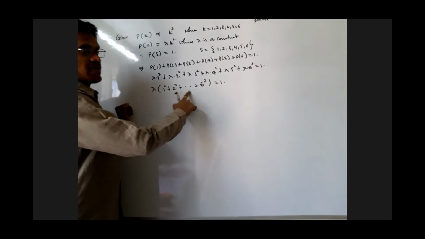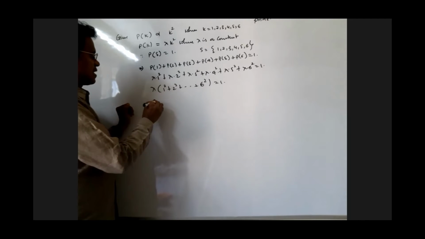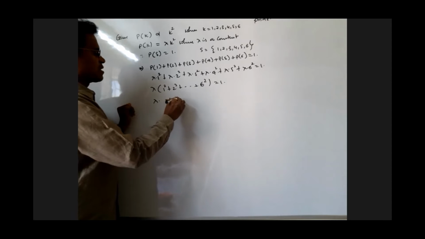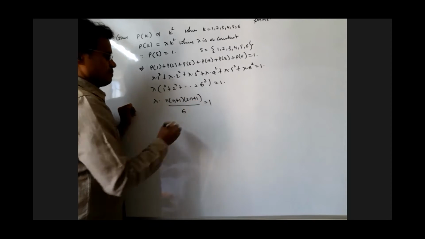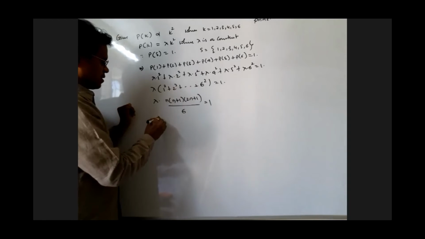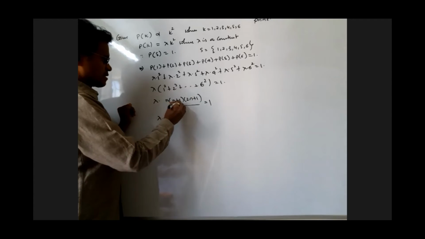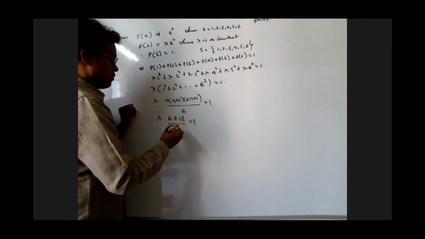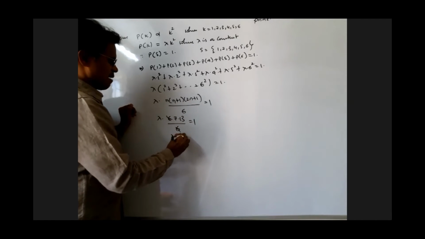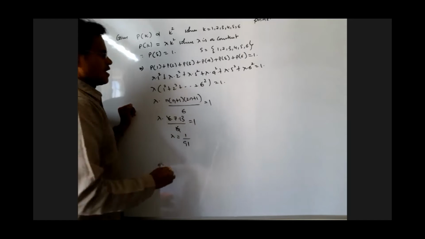But this is the sum of squares of natural numbers. You know the formula for that: n into n plus 1 into 2n plus 1 by 6. Here n is 6. Substitute n: 6, 6 plus 1 is 7, and 2n plus 1 is 13, by 6 is equal to 1. The 6 cancels, so lambda is equal to 1 by 91.